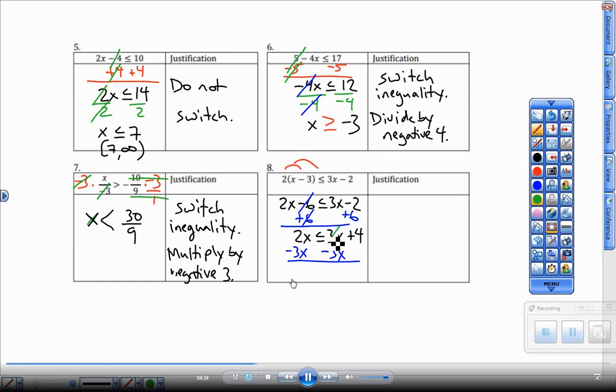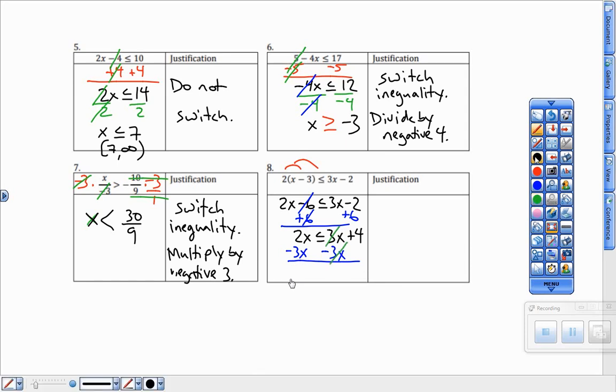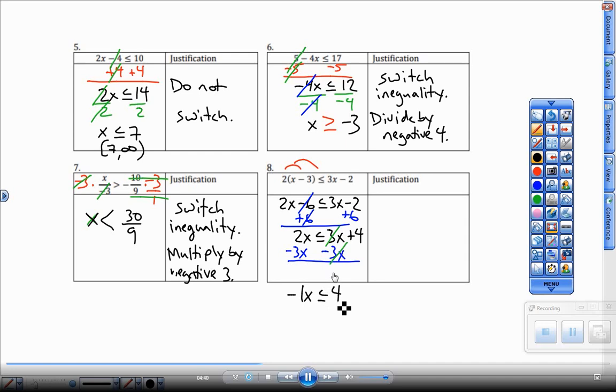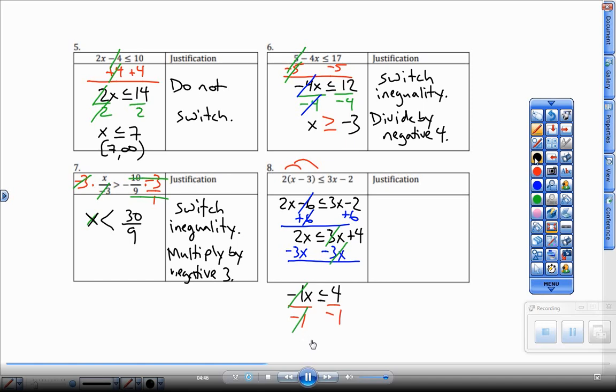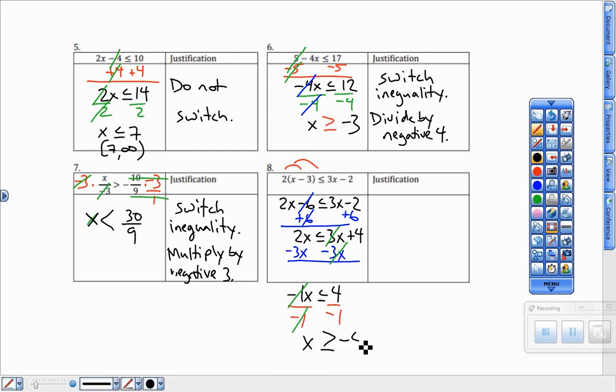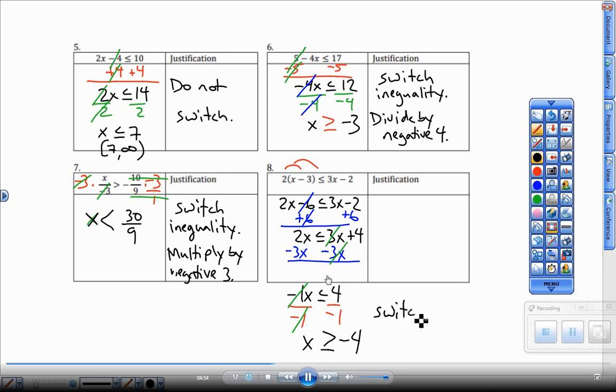That gives me negative 1x less than or equal to 4. Here I'm going to divide by -1, which makes that x more than or equal to -4. Switch, because at this last step I divided by a -1, so I had to switch it to more than or equal to. So make sure you're writing this down.